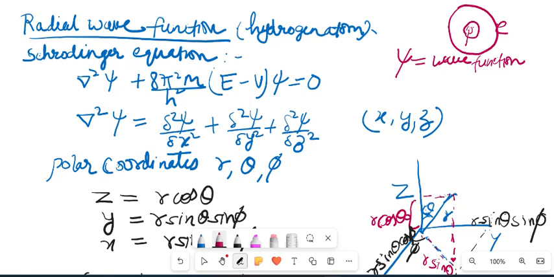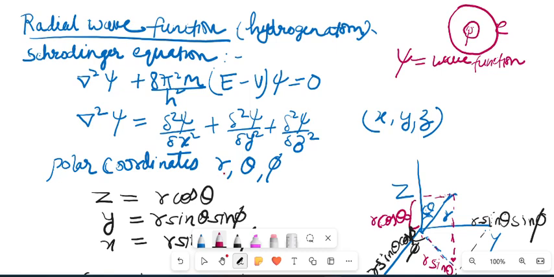We all know that Cartesian coordinates are in terms of the x, y, and z axes, and here del square psi is the second-order partial derivative, of the form dou 2 psi by dou x square plus dou 2 psi by dou y square plus dou 2 psi by dou z square. If we want to solve the Schrodinger equation written in Cartesian coordinates, it is very tedious. So it is advisable to convert it into polar coordinate form.